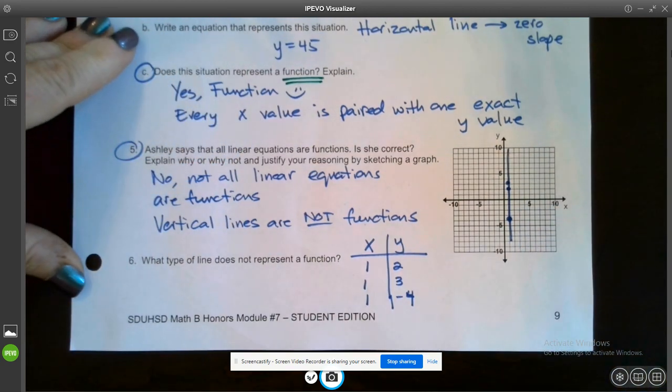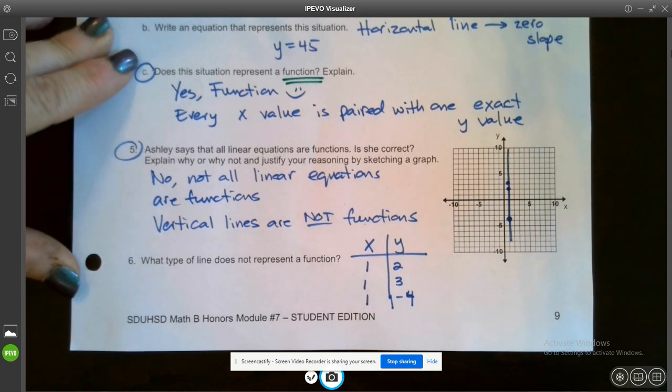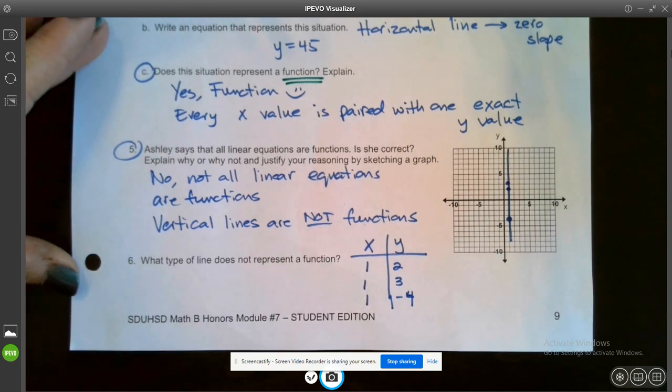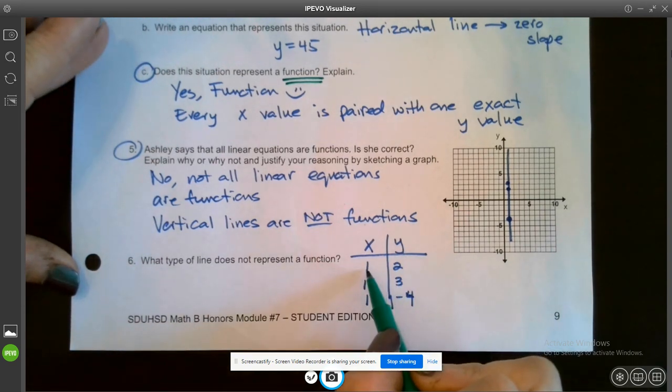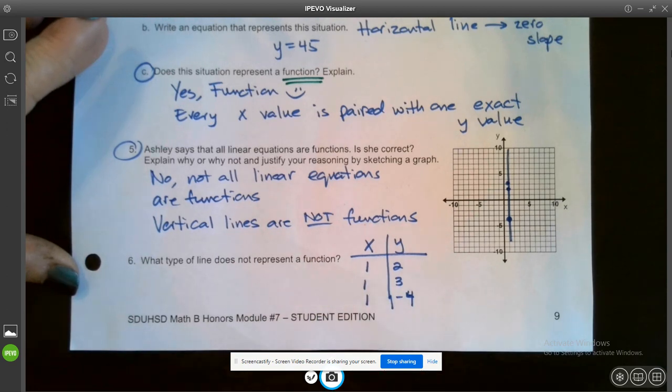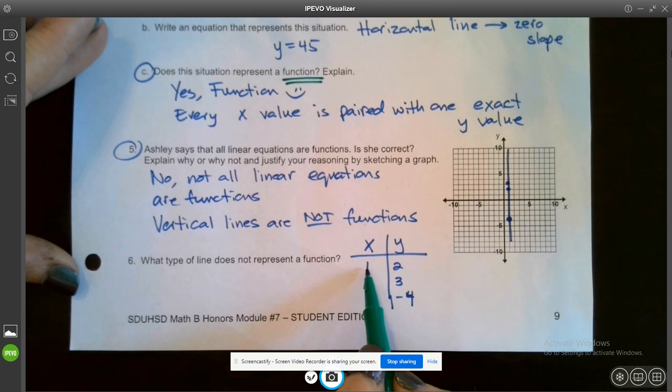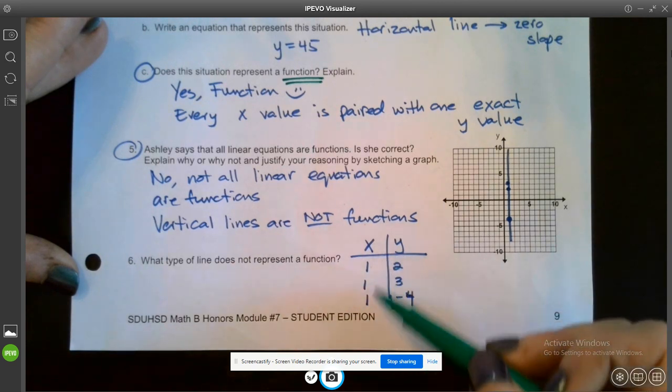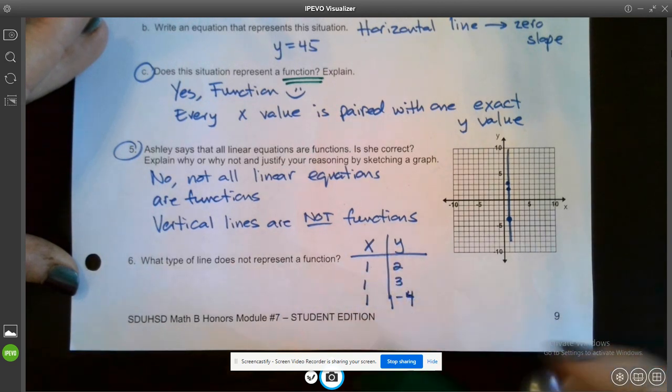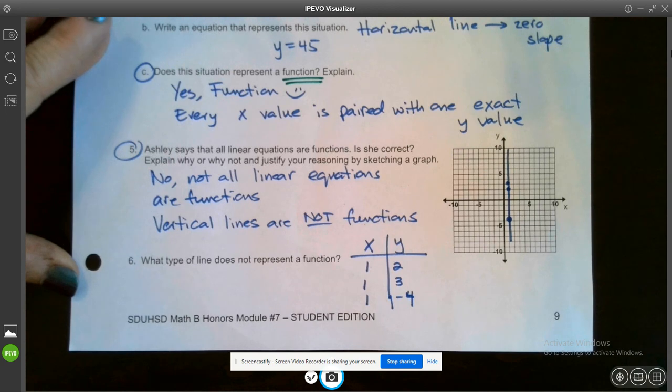Now you might say, but it's a line, so it has to be a function. Let me ask you this: when x is 1, what is the one guaranteed specific y value it will spit out? It can spit out a 2, a 3, or a negative 4. So this x value of 1 is not related to one specific y value. That's why it's not a function.